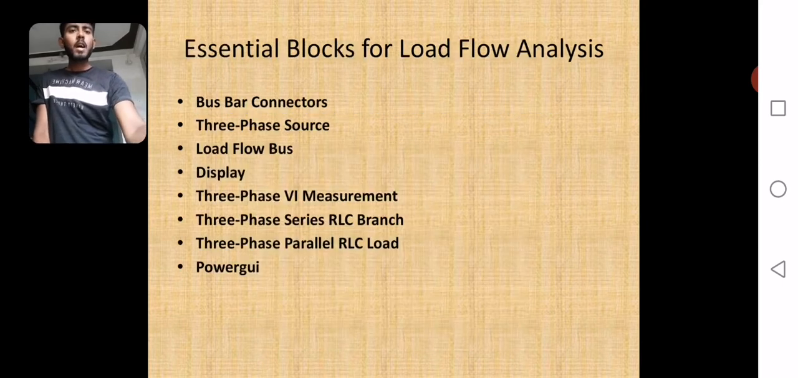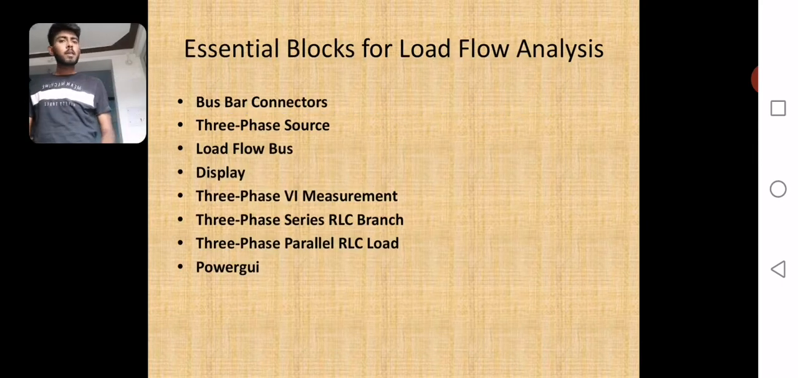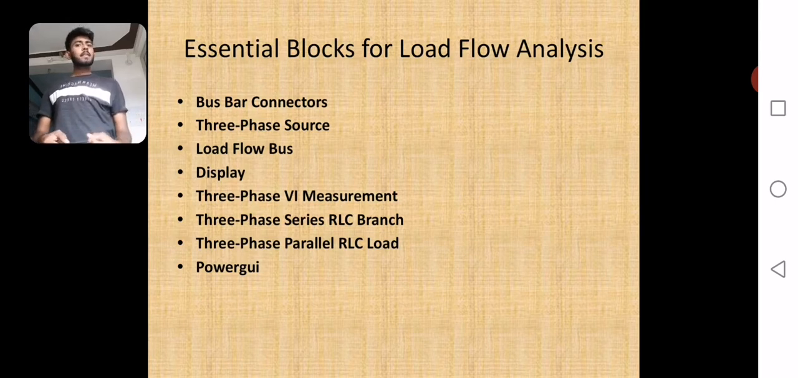Now, I am going to discuss the essential blocks for the load flow analysis. The first one is the bus bar connector. The bus bar connector is used for the interconnection of buses. In the electrical transmission system, a bus bar connector is a vertical line that connects components such as generators, loads and transformers. The second is the three-phase source.